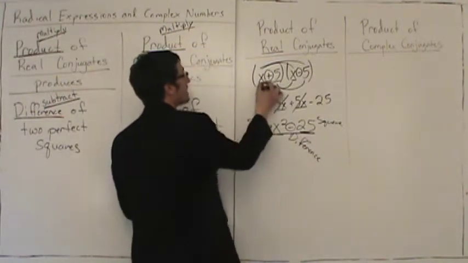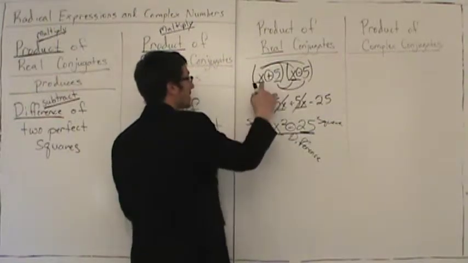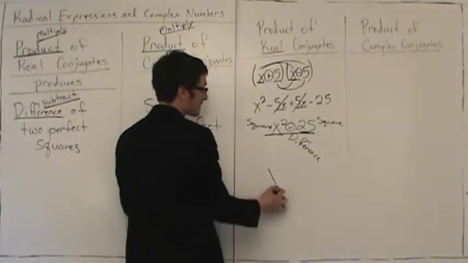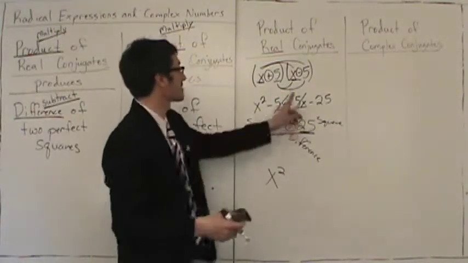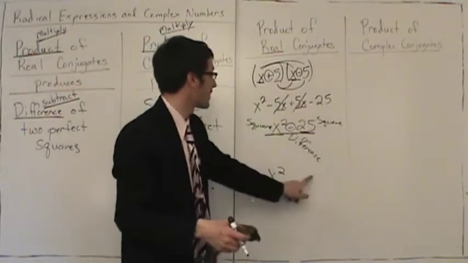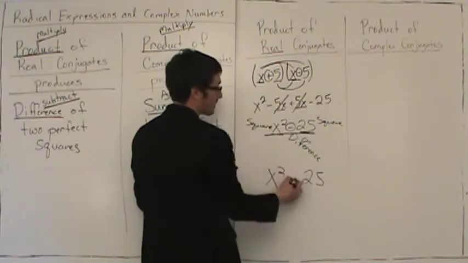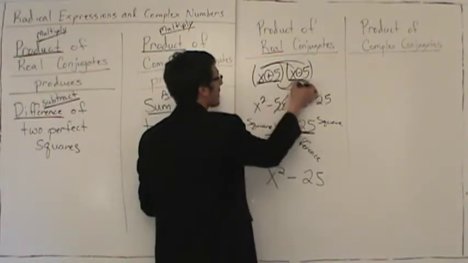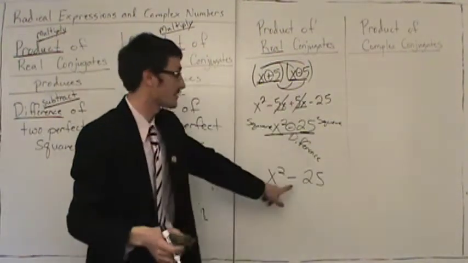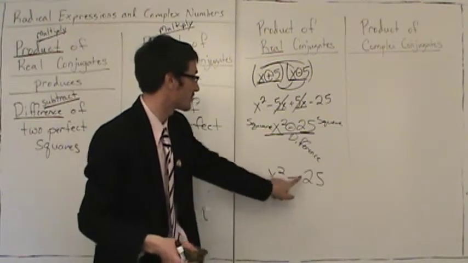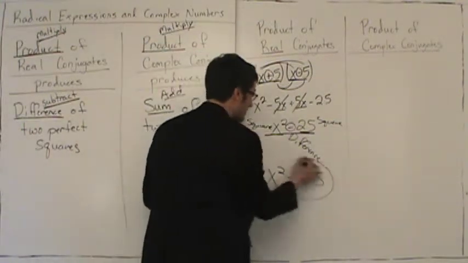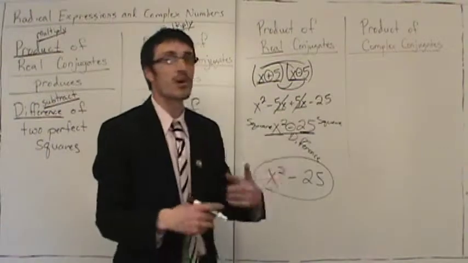Watch this. We can take the x and say, what is the square of x? X times x gives what? X squared. And what is the square of 5? 5 times 5 gives what? 25. And what can we put between these? Well, we can put subtraction because we know that these are conjugates. A product of real conjugates produces a difference of squares. Subtraction of two perfect squares, and we're done. Why does this work? Because the center will always cancel out.